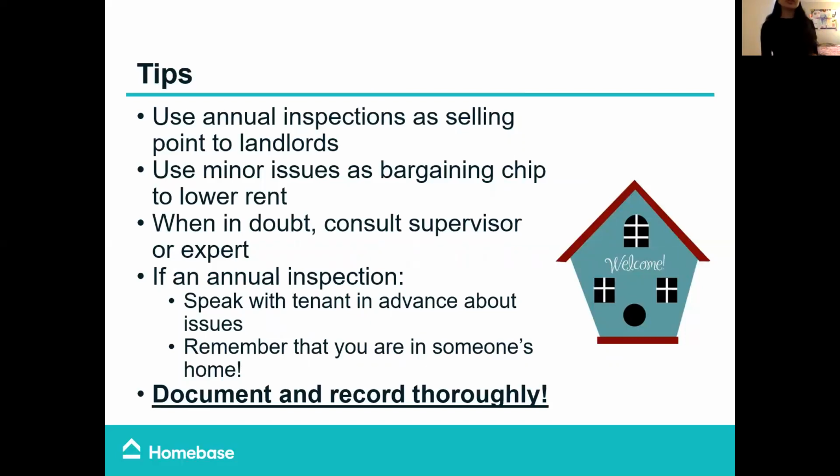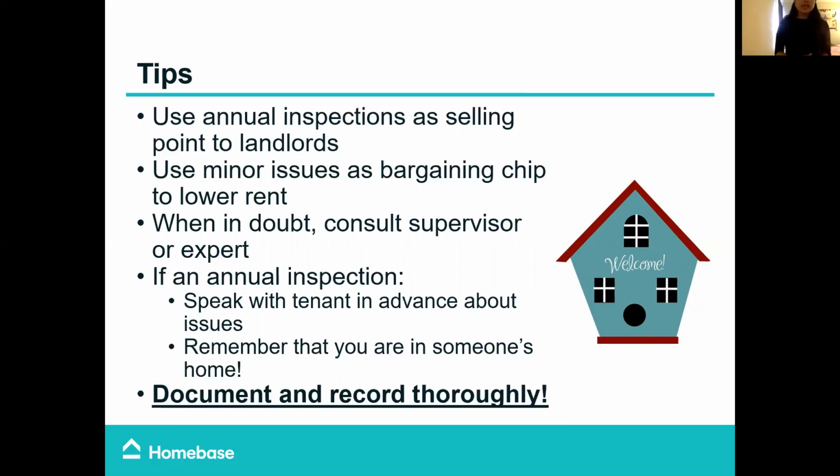As I mentioned earlier, HQS can be incredibly technical and there are a lot of details. So when in doubt, consult a supervisor or expert. You may want to reach out to someone in your agency who's conducted inspections frequently, or you're always welcome. We really encourage you to reach out to home base for any questions you may have.